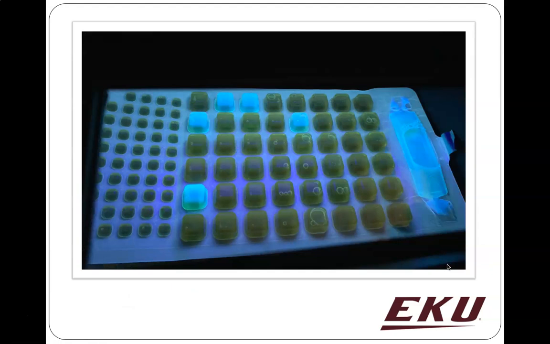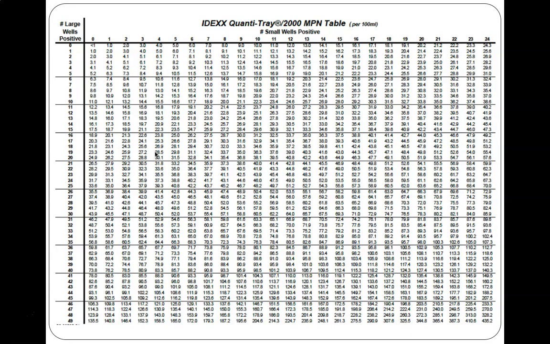The E. coli that glow are to be counted using the MPN table for telling us how many E. coli are present. So in this image, you can see some larger wells and this really large well glowing blue. You see none of the small wells glowing. So when we count them, we go 1, 2, 3, 4, 5, 6 glowing. Then we go to the MPN table that's provided with the kit.